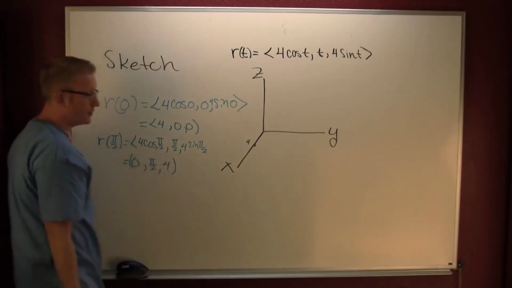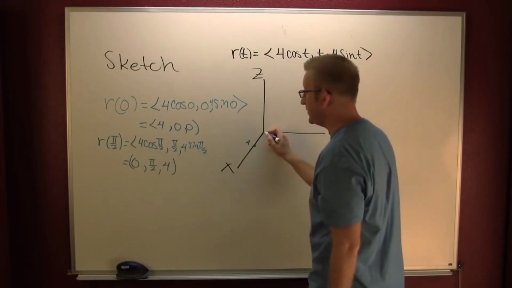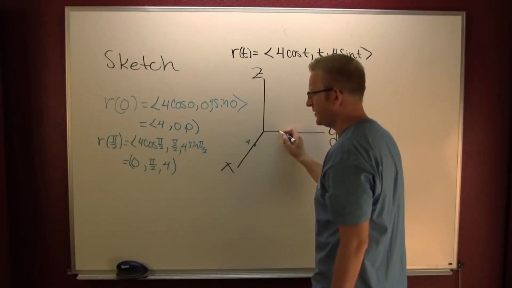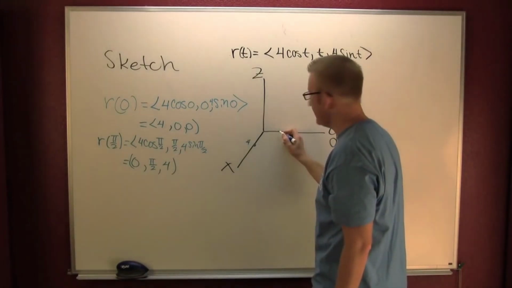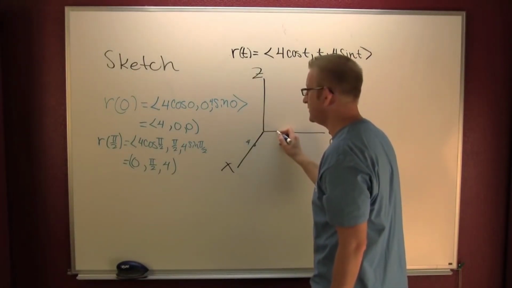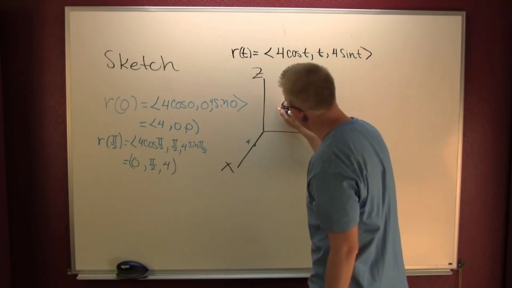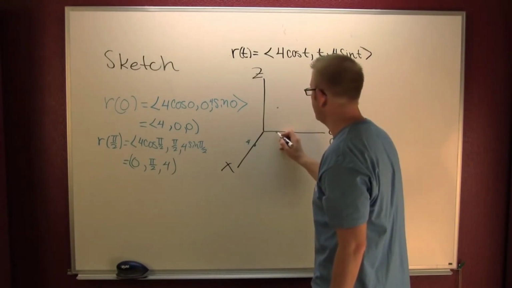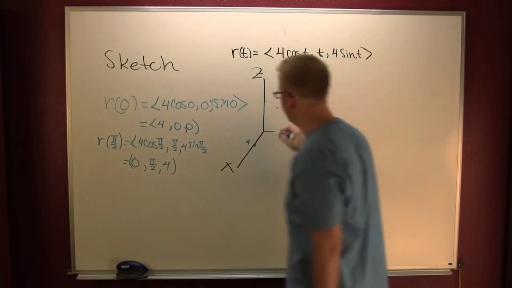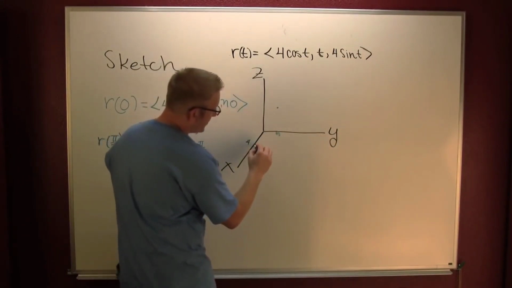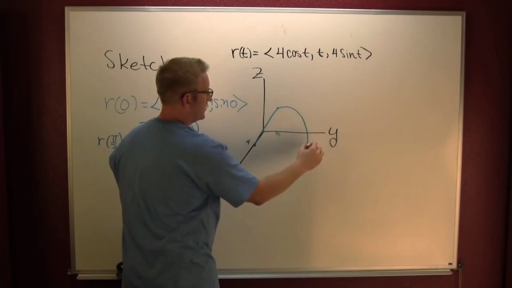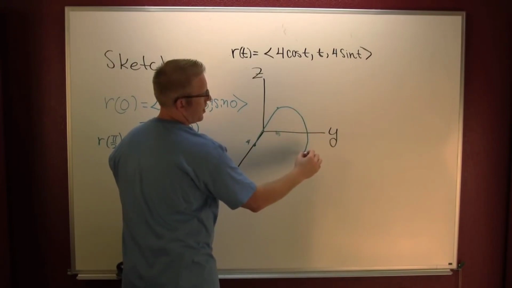So if we're going to put that point, x is 0, y is pi over 2. That's a little bit over 1.5. So if that's 4, 1.5 is here. And then where is it? It's 4 on the z. So it's 0 on the x, pi over 2 here, and up 4 up there. So we see our spiral is going like this.